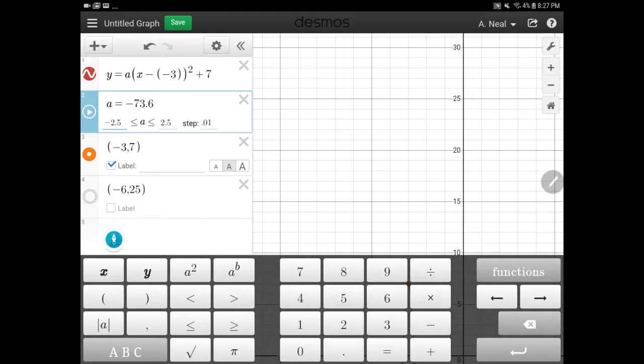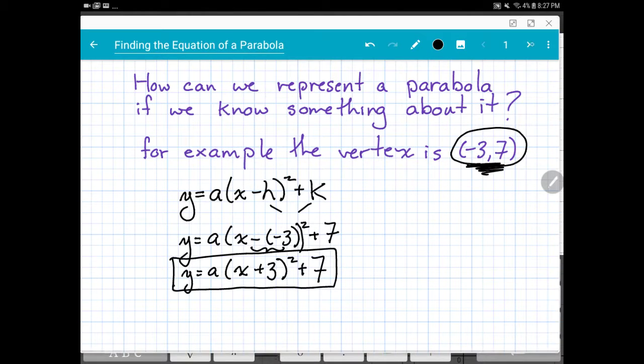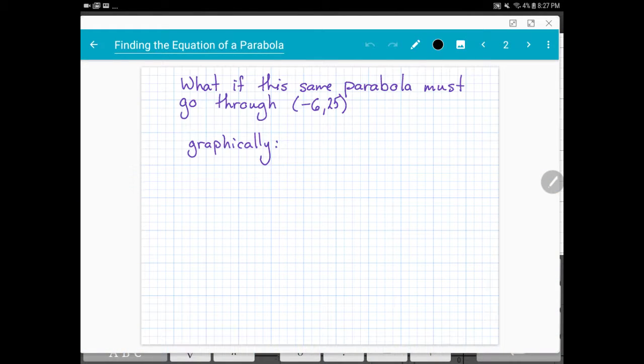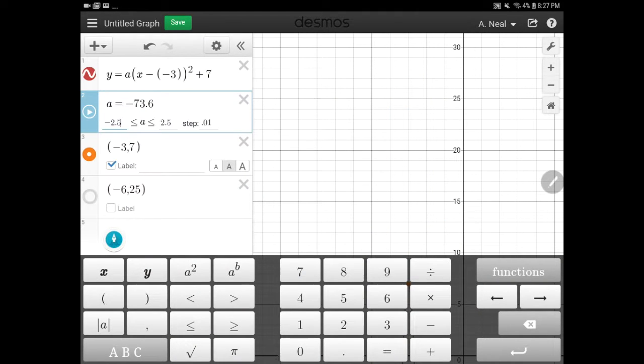So let's leave this again for a second. We'll go back in here, and we'll take a look at trying to get it narrowed down to a very specific parabola, just one parabola. So what information would we need to know in order to do that? Well, all you need to do is provide a point that it goes through. So now we're going to say it has to go through negative 6, 25, and we're going to try to figure out what that number in front would have to be. So let's put that point on our graph.